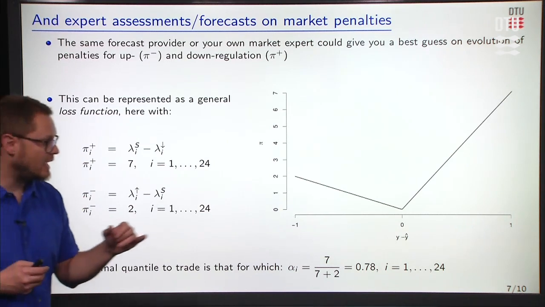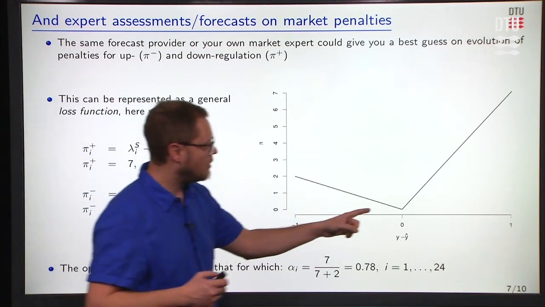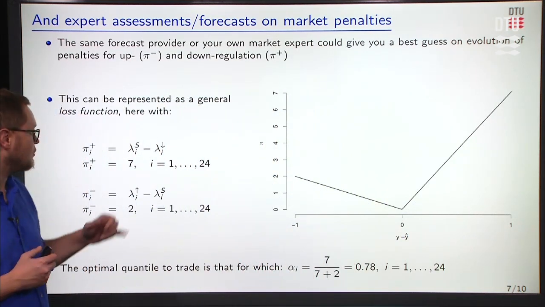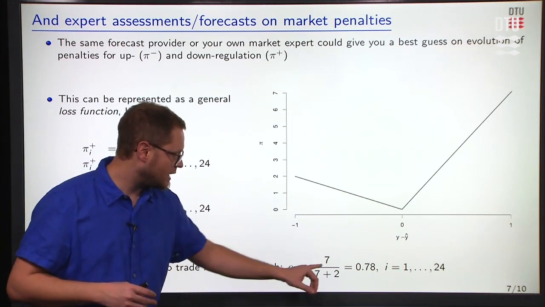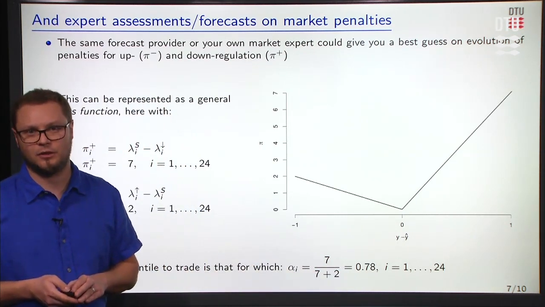On this example that we'll use for this trading sample day, we have this slope of 7 on one side, that represents a penalization of 7 krone, which is the spread between the day-ahead price and the down-regulation price. And on the other side, we have a slope of 2, which represents the spread between the up-regulation price and the day-ahead price. We assume here that we have the same expert guess for the 24 market time units that we have. So for each and every one of these market time units, we have the nominal level of our optimal quantile being alpha i equals 7/9, and that's 0.78. This for each and every market time unit.